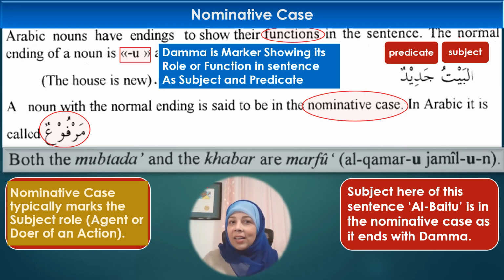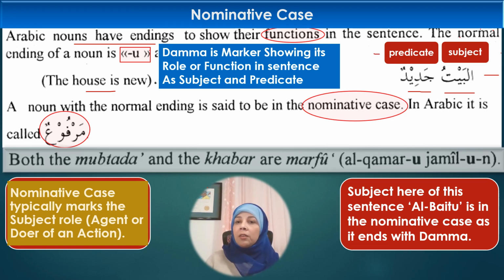So as discussed before, Arabic nouns have endings that show their function in the sentence. So let's take a look at this sentence here. Al-baytu jadidun. It means the house is new. And as we have been studying here, al-baytu is the mubtada. It is the subject of the sentence. And jadidun is the khabar. It is the predicate of the sentence.